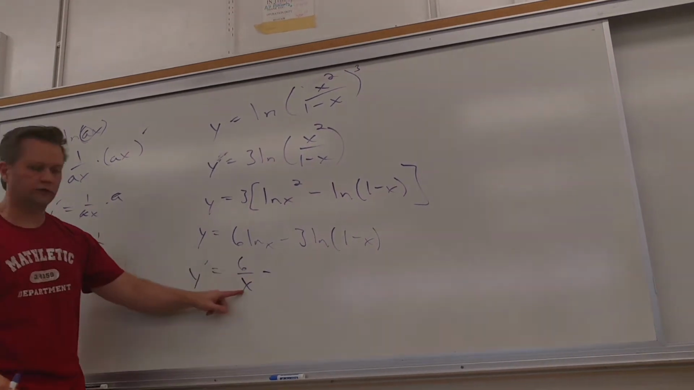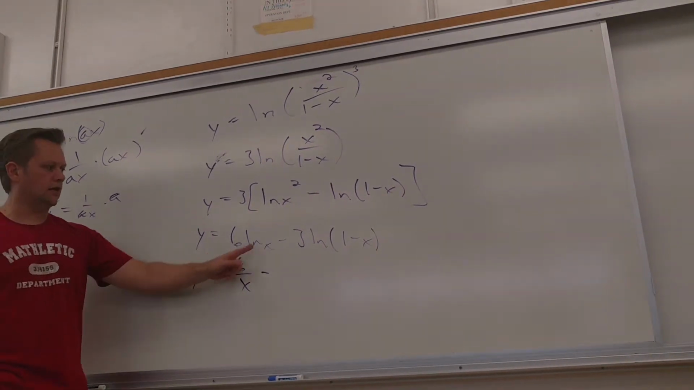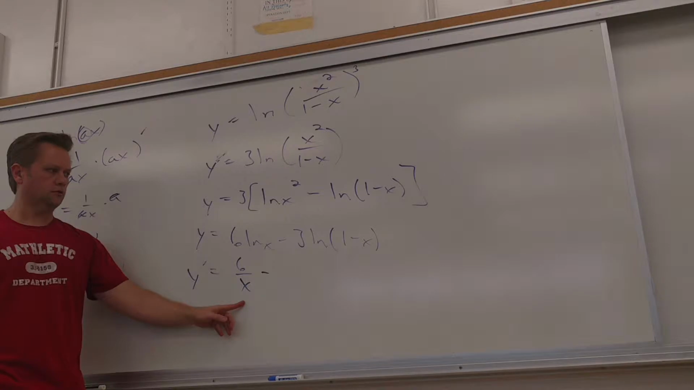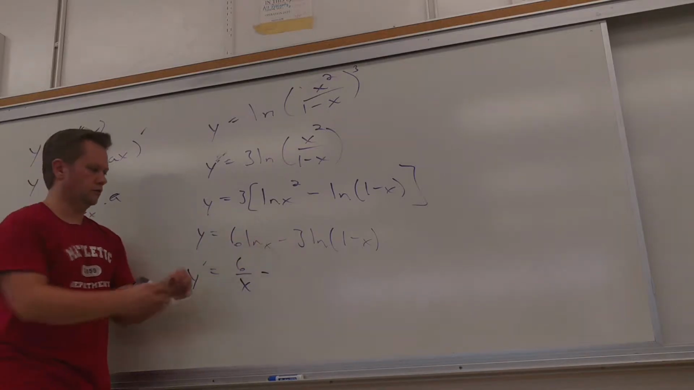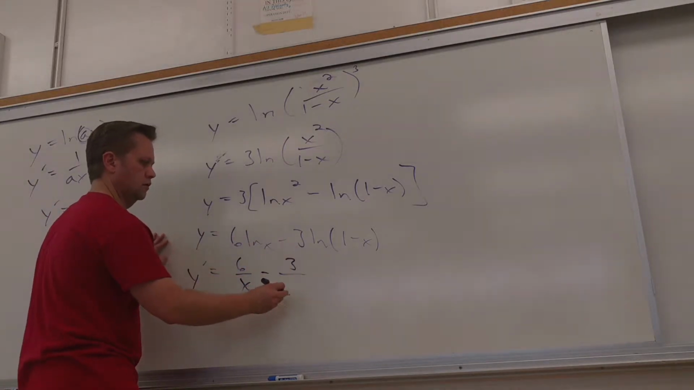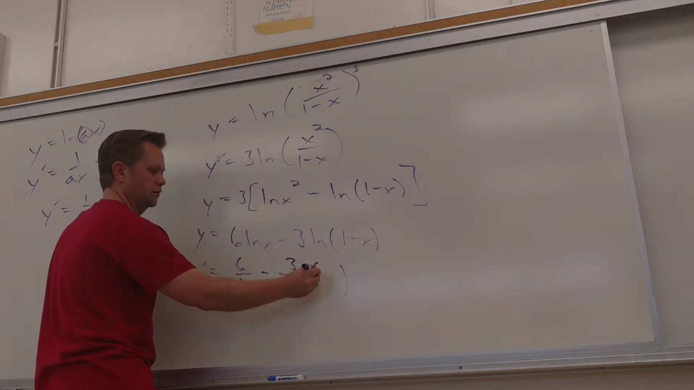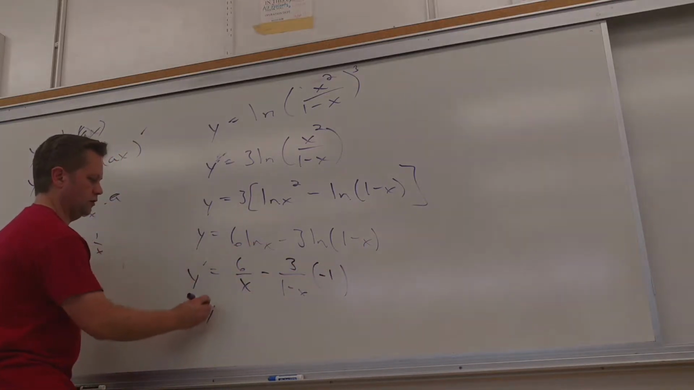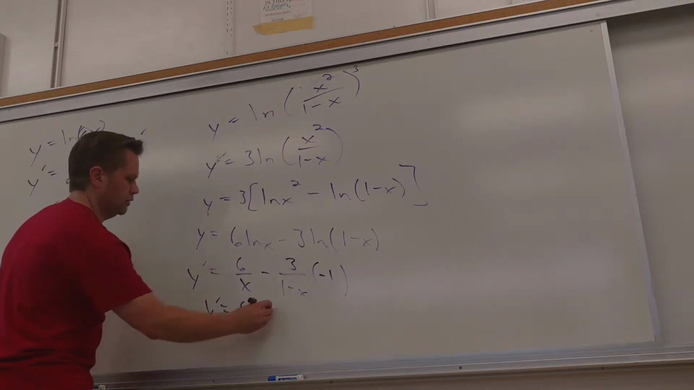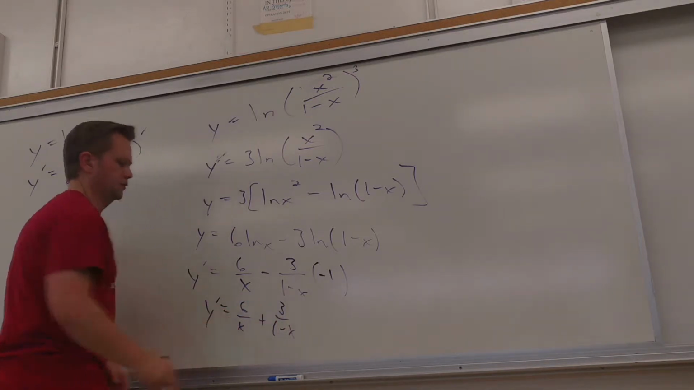All right, so that's this derivative here. Is that cool? 6 times 1 over x. What's this guy's derivative? 3, 1 minus x, times the derivative of 1 minus x, which is? Minus 1. I like it. So y prime is 6 over x plus 3 over 1 minus x.